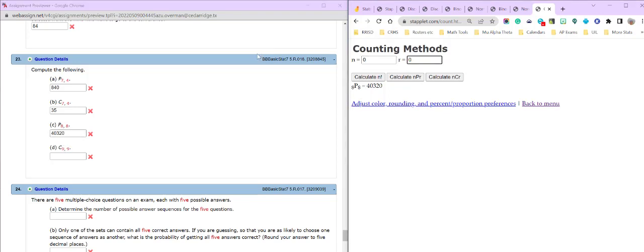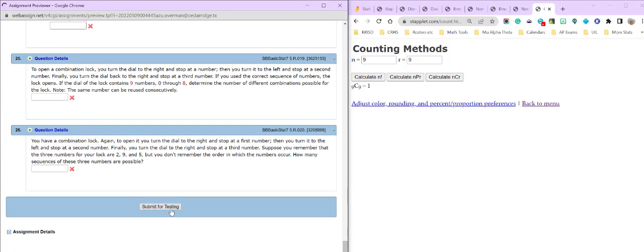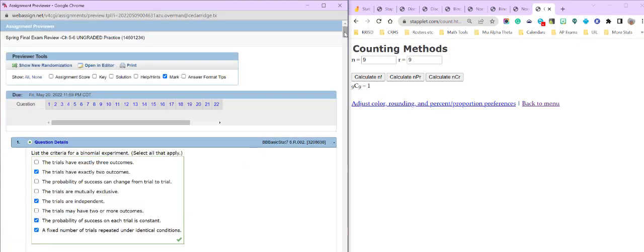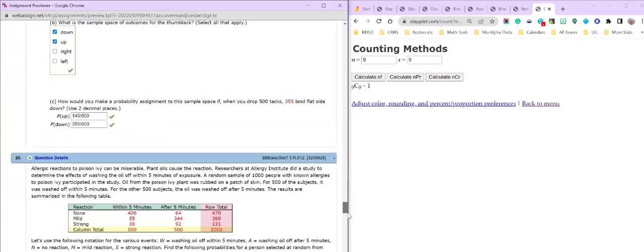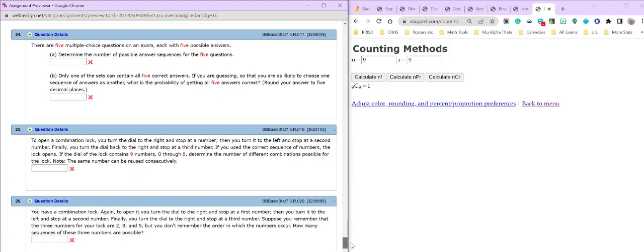And then we have 9, 9. Now I can tell you the answer for this one. In my head, it's 1. Oops, I did 0, 0. Helps if you do 9, 9. I still say it's 1. There it is. It's 1. Okay, let's go ahead and submit these. Okay, everybody's right. Let's move on.